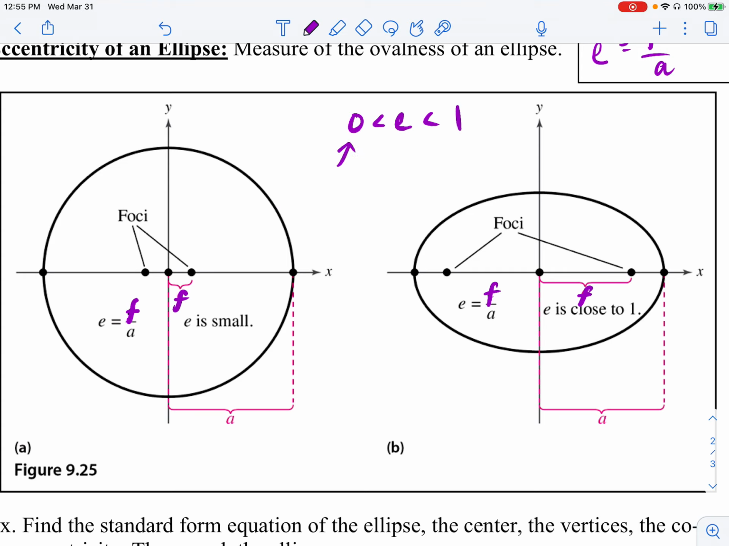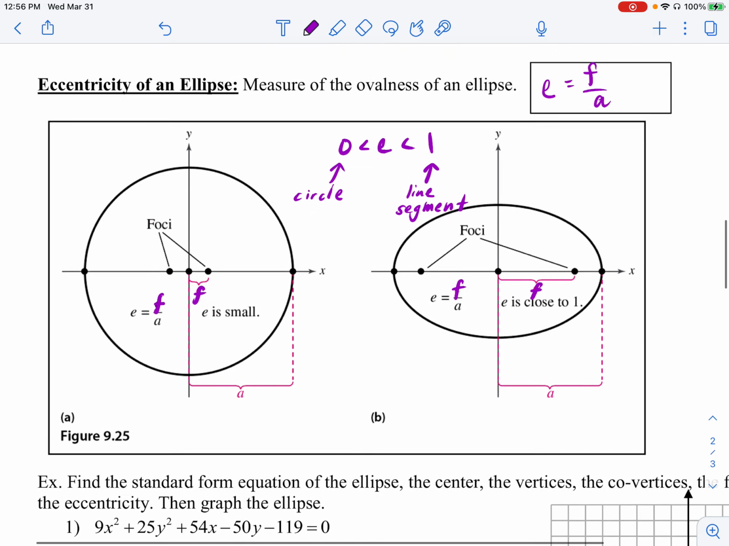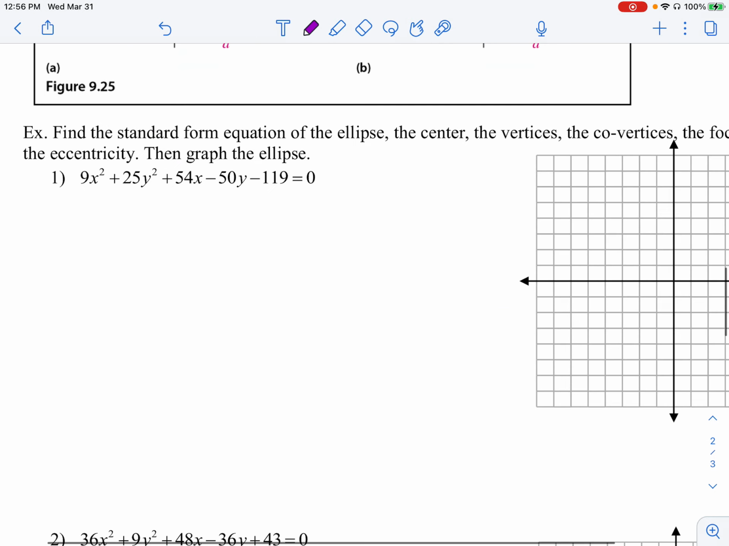Well, if your eccentricity is 0, that means your ellipse is closer and closer, or I should say approaching 0, is closer and closer to that of a circle. If it gets closer to 1, then it's closer to that of a line segment. Imagine a rubber band. If you were to pull on both opposite ends of a rubber band, you get something that looks closer to a line. All right, so with that all being said, let's go ahead and try some practice problems here.